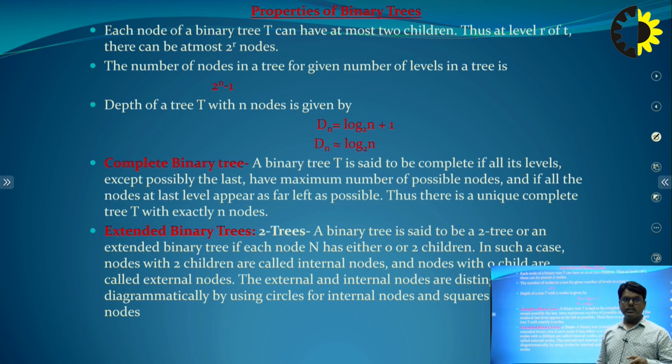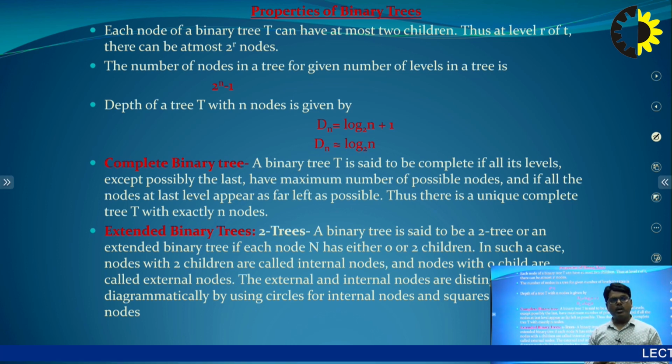Now, the number of nodes in a tree for a given number of levels: again, we are changing the formula based on the levels in a tree. The number of nodes in a tree for a given number of levels n is 2 to the power n minus 1. It means 1 less, because the root node is only 1 node, and for the rest of the nodes, in case of binary, there will be 2 subnodes, that is left subnode and right subnode.